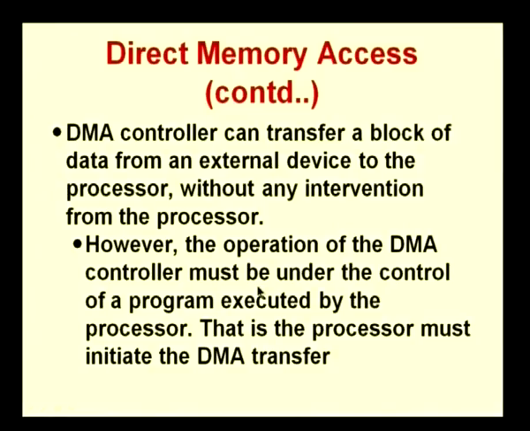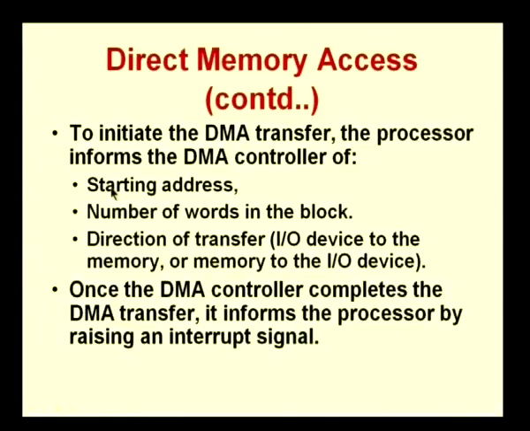The only thing we have to understand is, though the DMA controller can do this data transfer without any intervention from the processor, it still needs to be controlled by the processor. That is, under some program control, the DMA controller will have to operate. So, what is it that we want this program control to do? To tell the DMA controller when to do the data transfer, and also to tell the DMA controller where exactly the data needs to be transferred. That is, we will have to specify the following to the DMA controller.